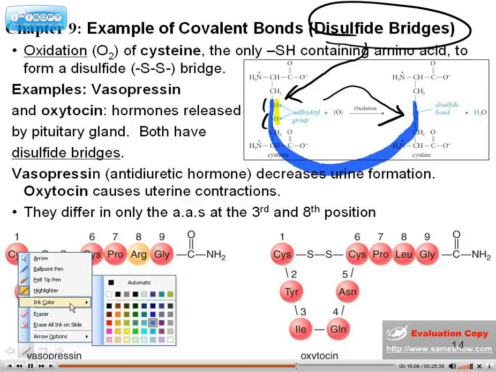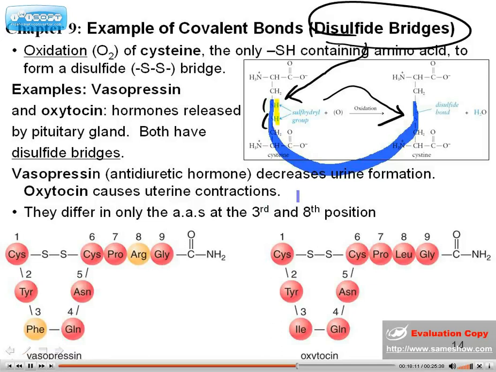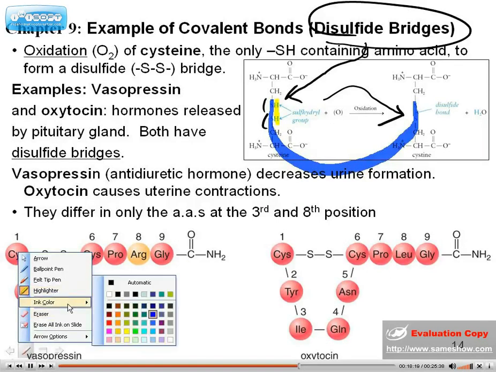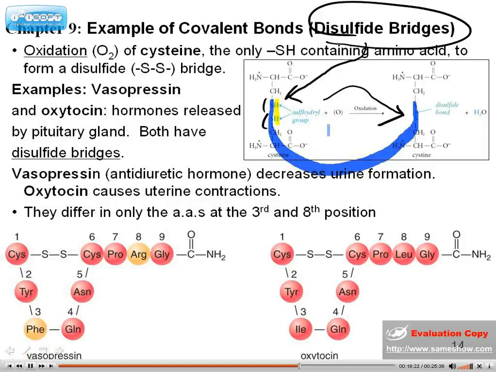So more than one way to say the same thing. Disulfide bond, disulfide bridge, cysteine bridge, all of them are correct answers. The enzyme responsible for this oxidation gives off an oxygen, so it actually forms a brand new water molecule. So this is actually a type of condensation reaction.